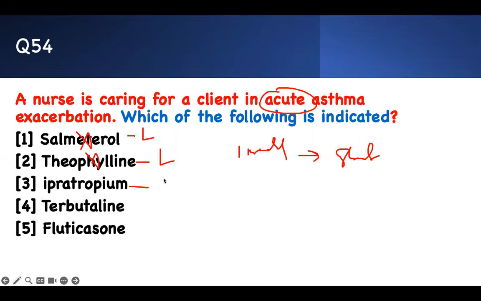This anticholinergic is a short acting. Ipratropium. Salmeterol is a long acting. And fluticasone is a long acting steroid. So what do you need? Short acting. This steroid is not short acting. This is an anticholinergic and bronchodilator.